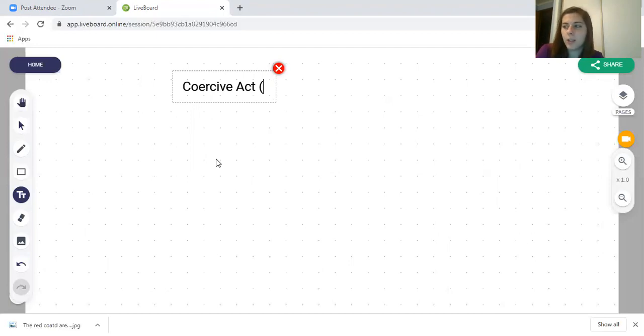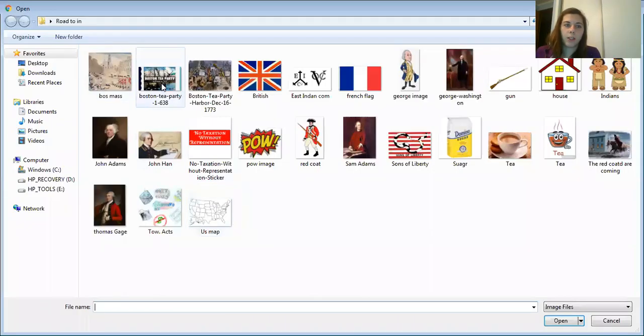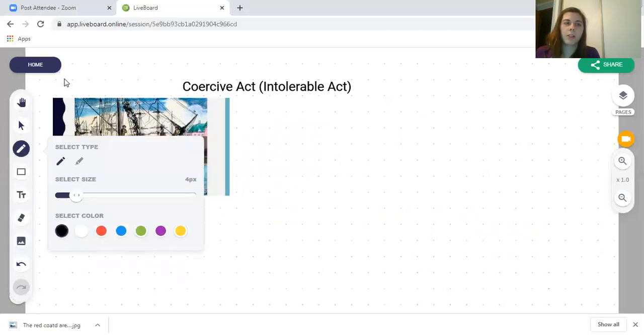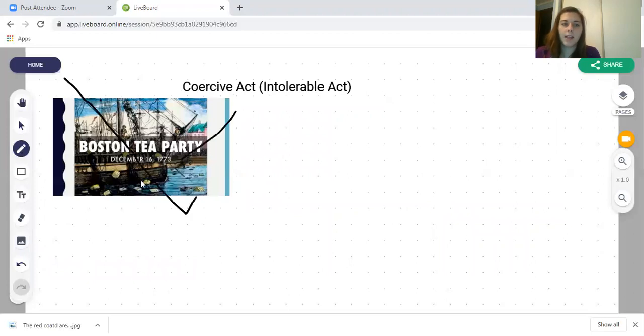Which ends up being renamed by the colonists as the Intolerable Acts, because intolerable means unbearable, and they think this is absolutely unbearable. The first thing they do is they close Boston Harbor. So they say no imports, no exports, which kills part of the colonist economy because they can't send anything, they can't receive anything. They actually do this by sending British warships to hold and defend the harbor.